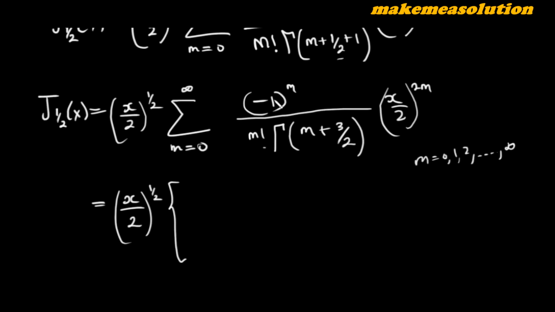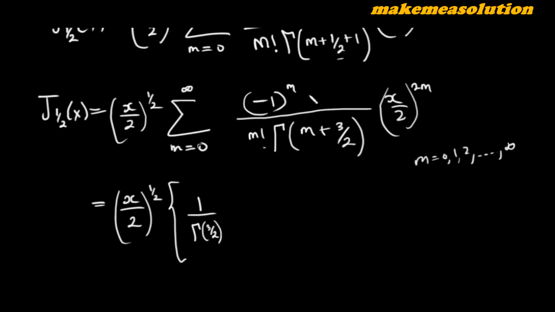So when m is equal to 0, x over 2, then 2 times 0 is 0, so x over 2 raised to the power of 0 is 1. So minus 1 raised to the power of 0 is 1. 0 factorial is 1. So what I have in this particular first position is 1 all over gamma of 3 over 2. Is that okay? So 1 over gamma of 3 over 2. So that's for m equal to 0.